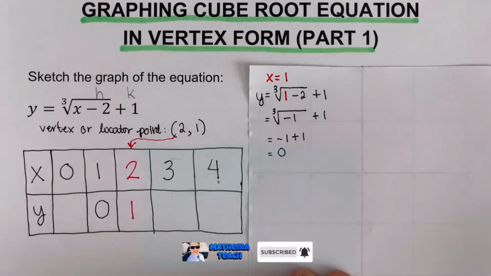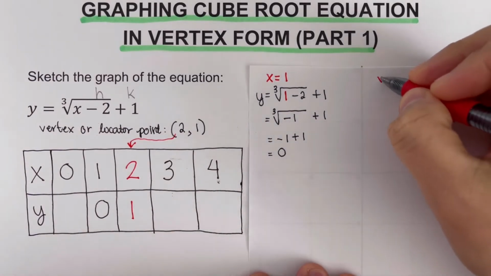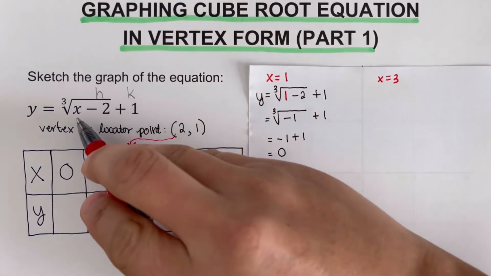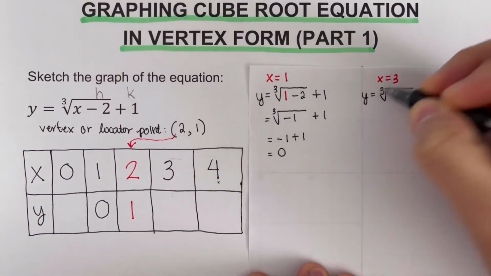I will show the work for 3 here. That means x is equal to 3, and I will plug the 3 into the equation right here. So this is going to come out.